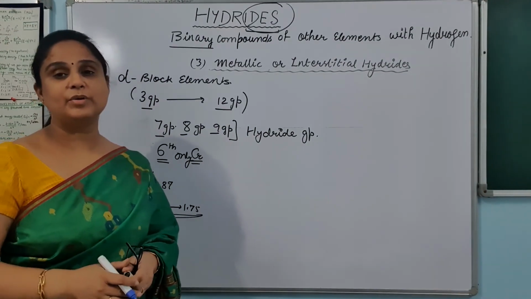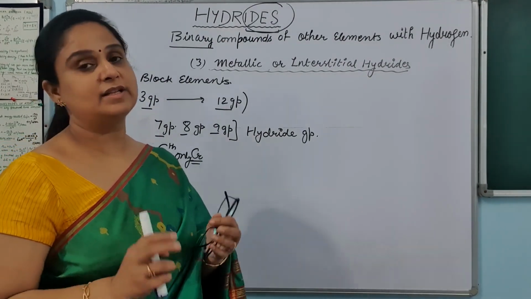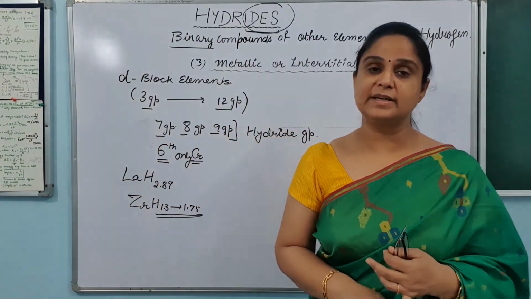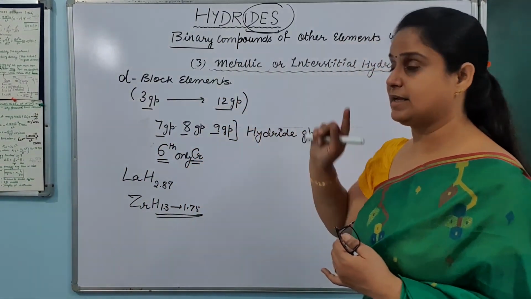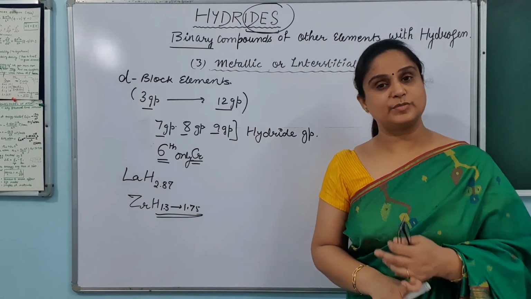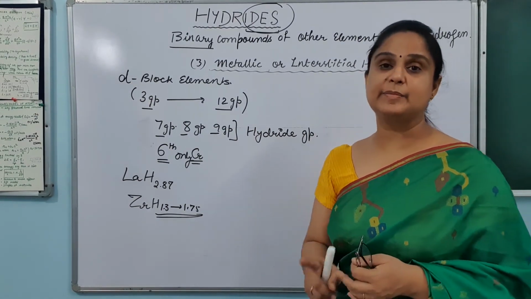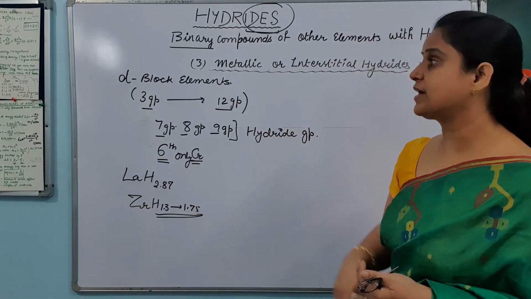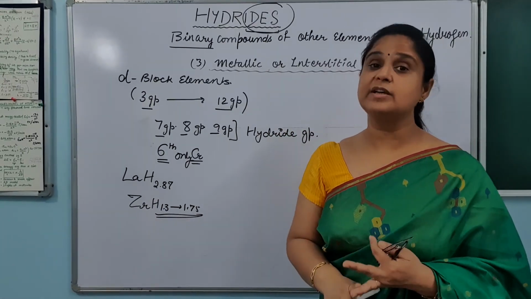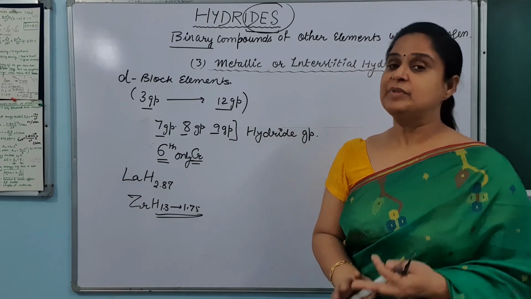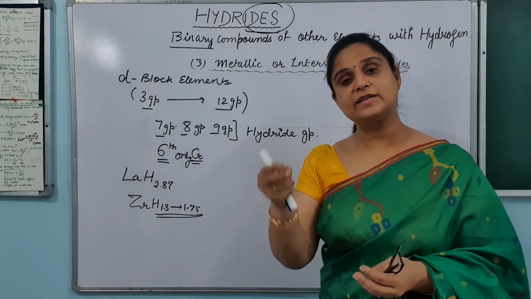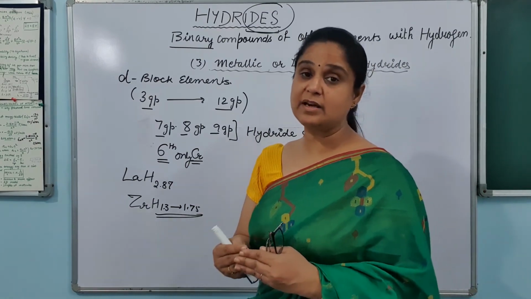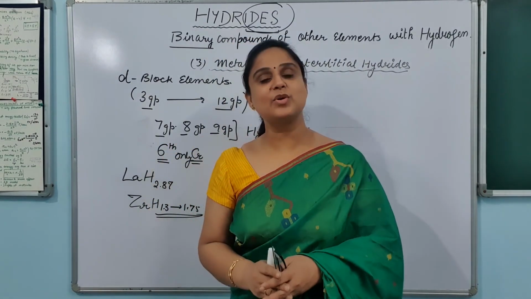So this is all about hydrides. Three types of hydrides we have learned: ionic hydrides, covalent hydrides and metallic hydrides. Ionic hydrides are made by S block elements, covalent hydrides are made by P block elements except the 18th group, and these types of hydrides are made by D block elements, which are typical metals in nature. Because they are typical metals, they have a lattice, and in their interstitial spaces these hydrogen atoms are found. So this is all about hydrides.